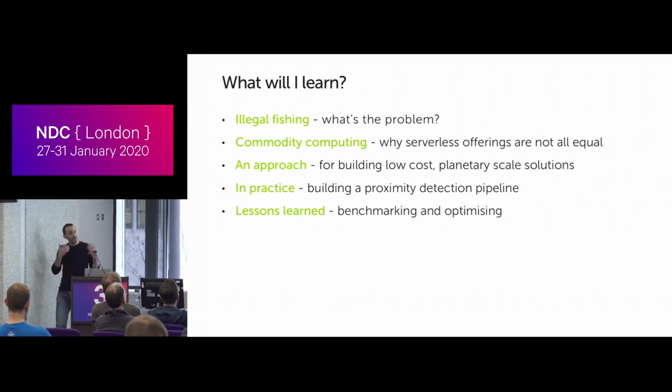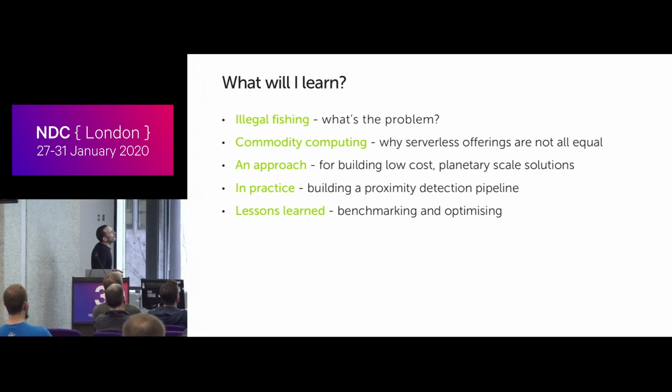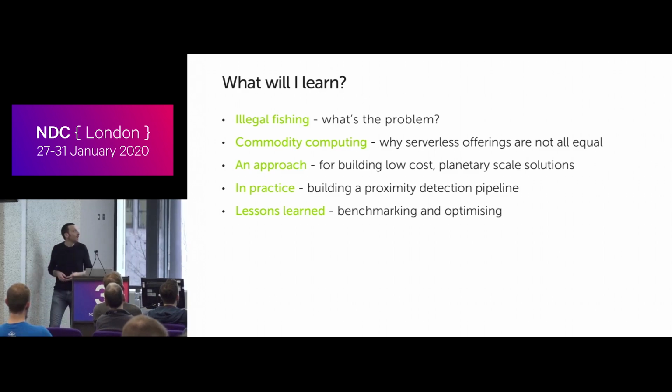The first, obviously, is what's the problem? What is it about illegal phishing that is an issue? We're then going to focus in on commodity computing, and we're going to try and explain to you why we think that not all serverless offerings are the same. We are then going to outline an approach that we took for solving this problem. We think it's a really important aspect of the talk. It really dives into how to approach planetary scale compute, especially when you're looking at low cost, and this was really important for this project.